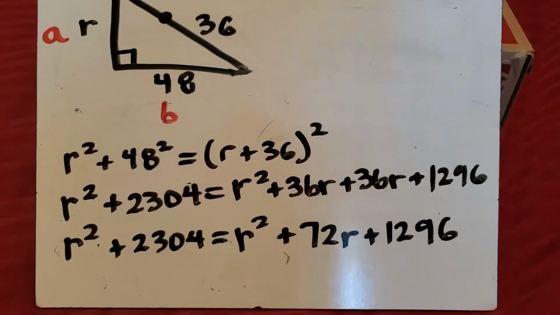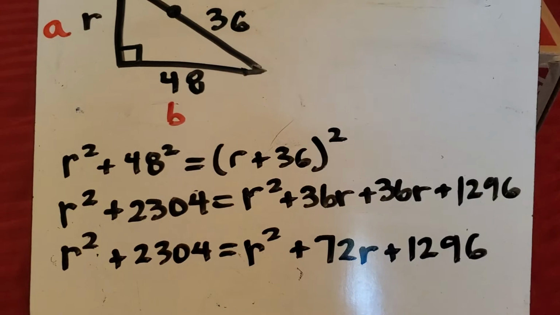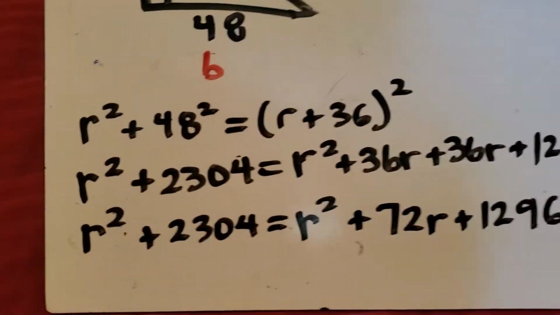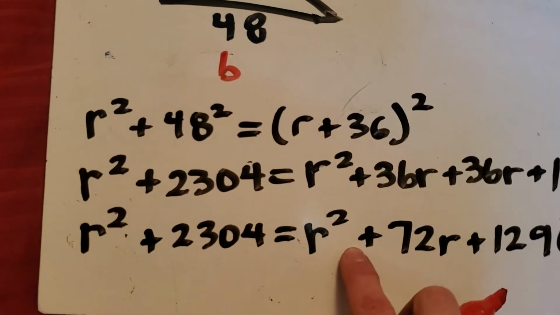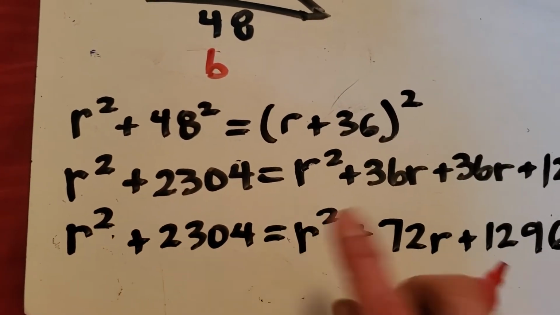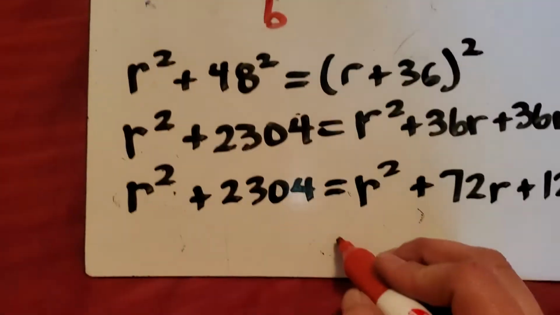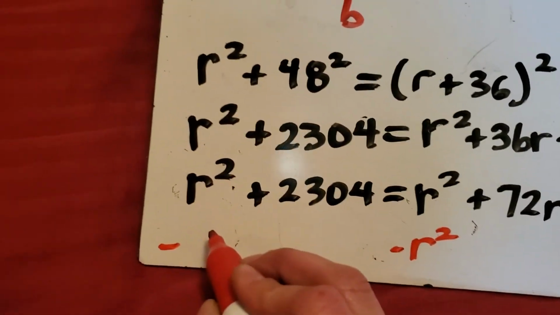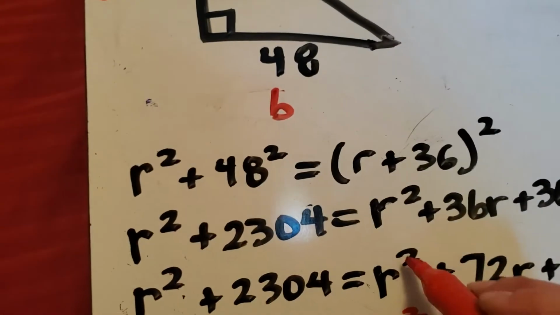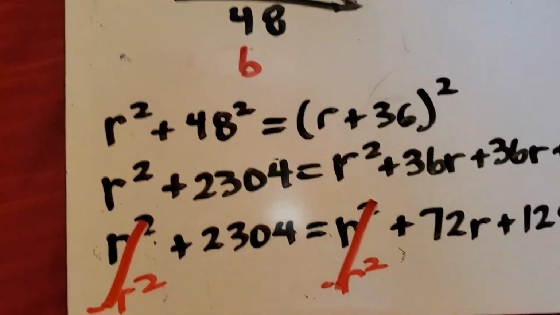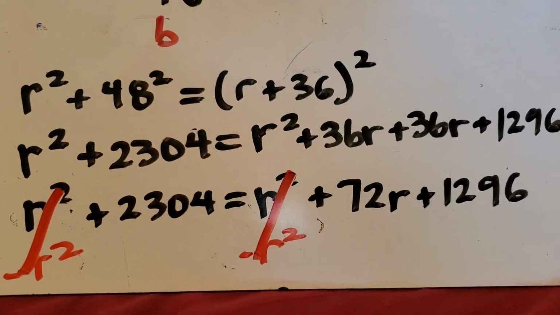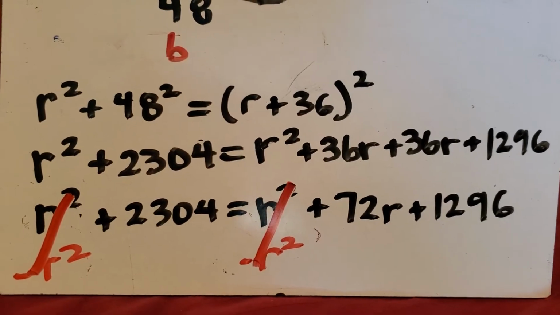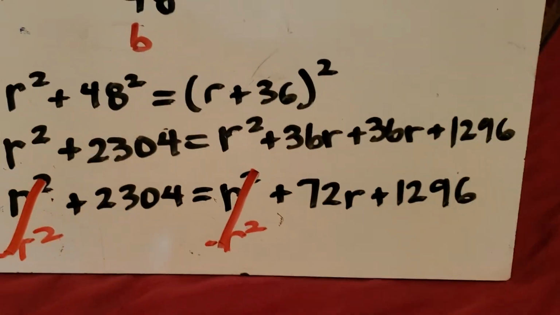All right, so from there, we have to continue solving for the radius R. The first thing is, I want to try and combine my like terms, the R squareds. Whether I want to move this one over here or this one over here, I have to subtract R squared. No matter which way I do it, the R squareds cancel out, leaving 2,304 is equal to 72R plus 1,296.